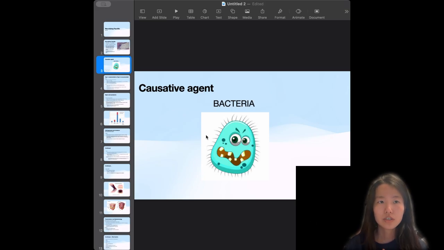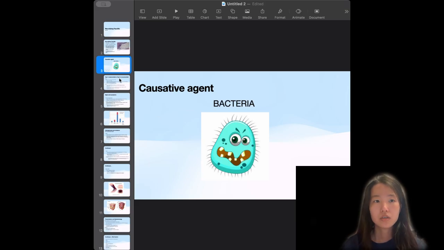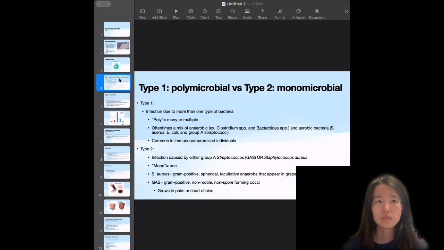So, the causative agent for necrotizing fasciitis is bacteria. To go into more detail, there are two types. Type 1, polymicrobial: you can get from the name that the infection is due to more than one type of bacteria, poly meaning many or multiple. Oftentimes, polymicrobial infections are due to a mix of anaerobic and aerobic bacteria, and it is most common in immunocompromised individuals, which I will speak about more later.